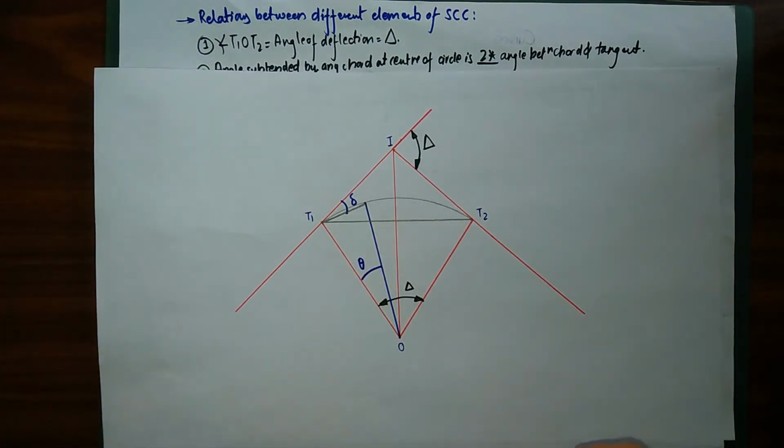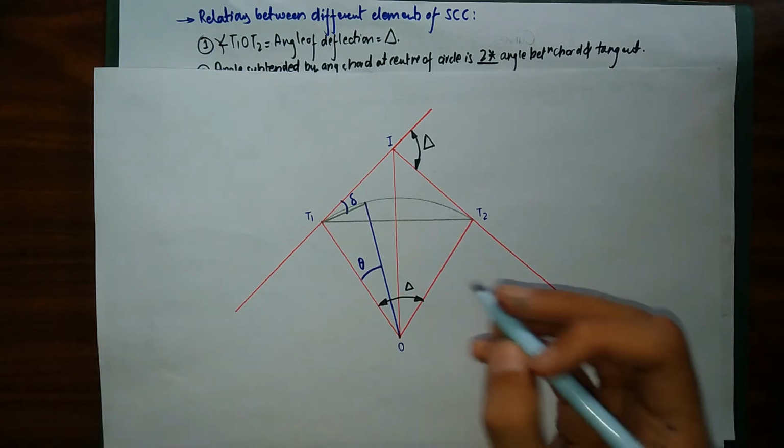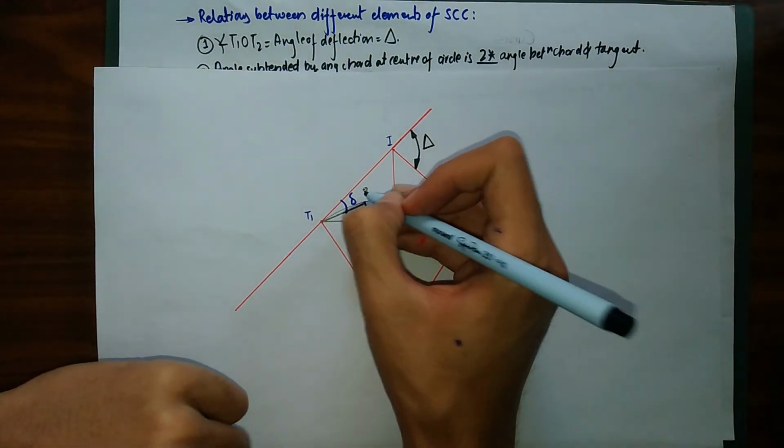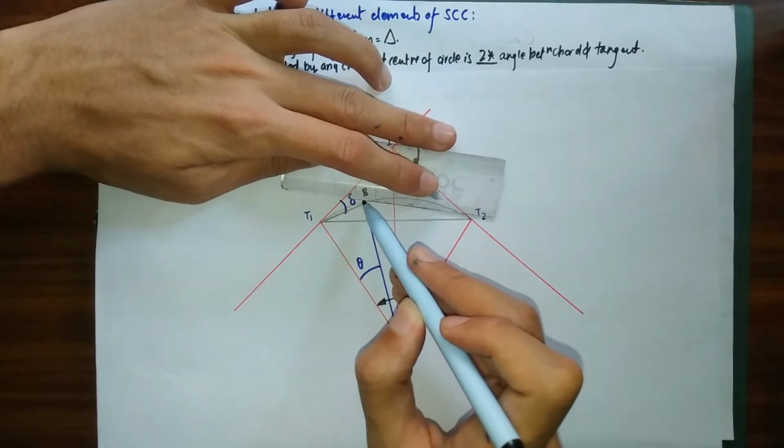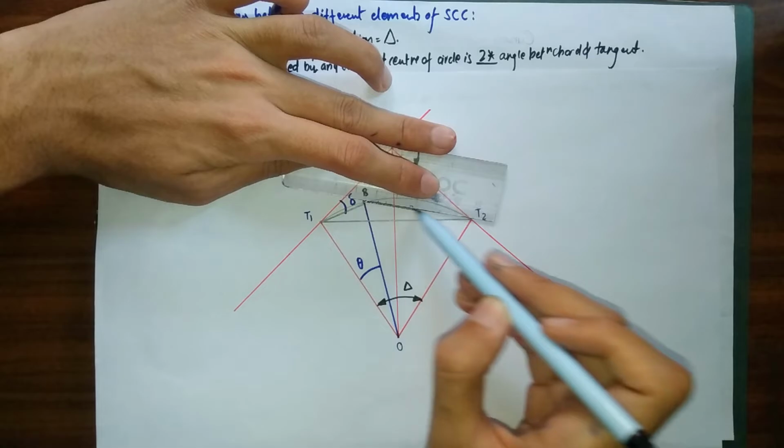So what we are going to do next is we are going to draw a chord. Let me name this point as B. We are going to use this point again. From this B point we are going to draw a line. We can draw it at any point of the circumference. Right now I am drawing it at T2.